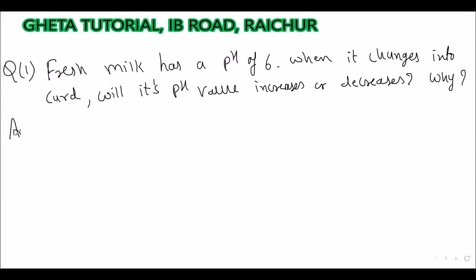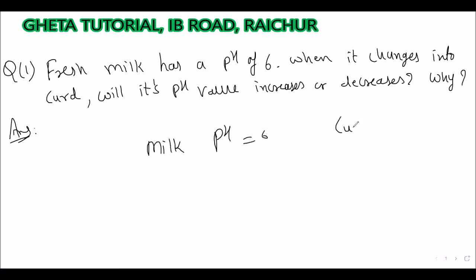So this is the question. Fresh milk has a pH of 6. When it changes into curd, will the pH increase or decrease? It means the pH of milk is 6; will it become more than 6 or less than 6? I'll tell you what the answer will be.